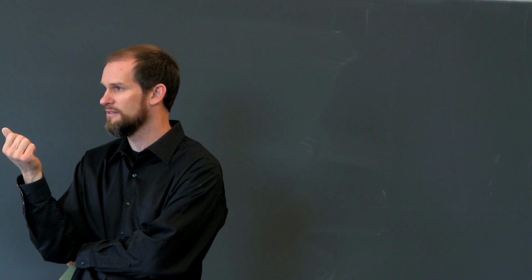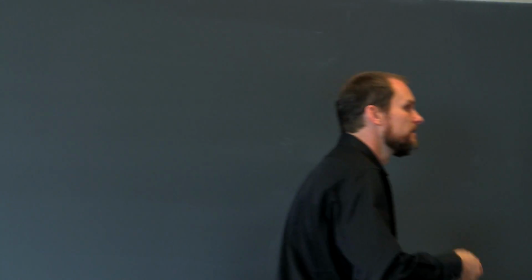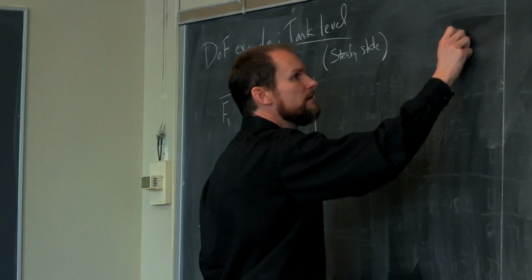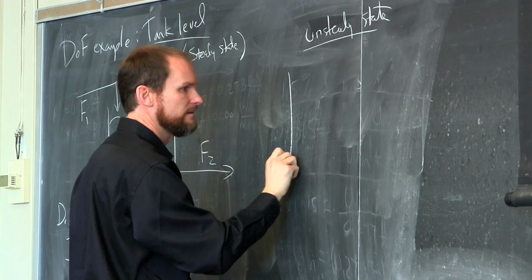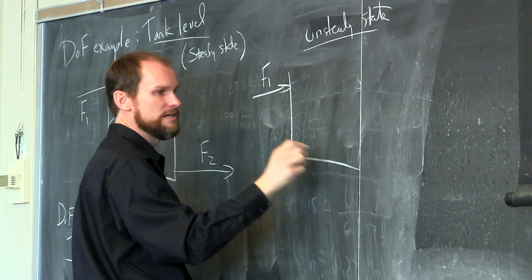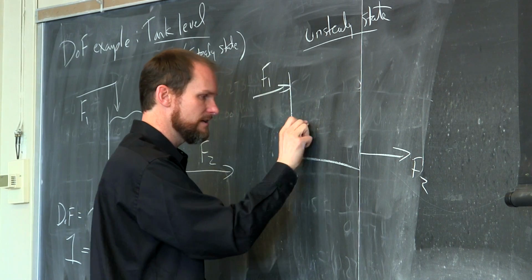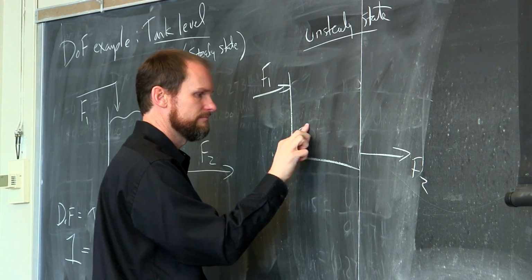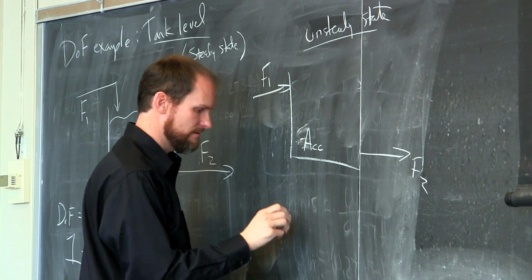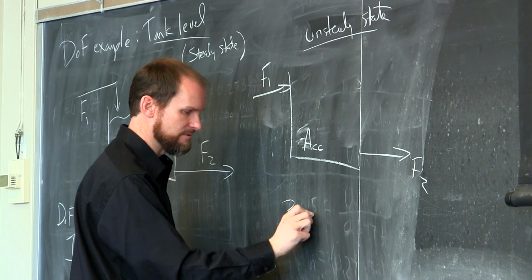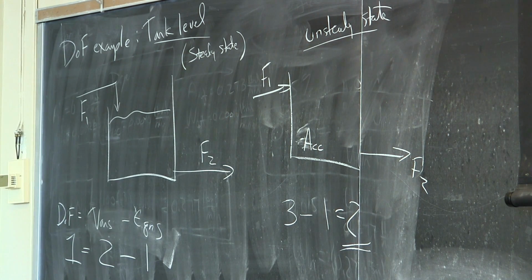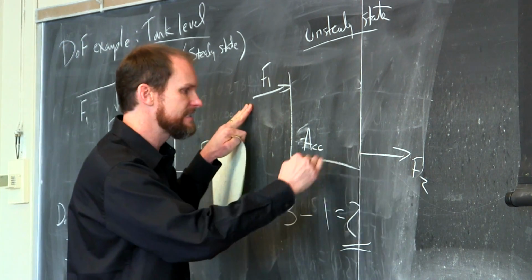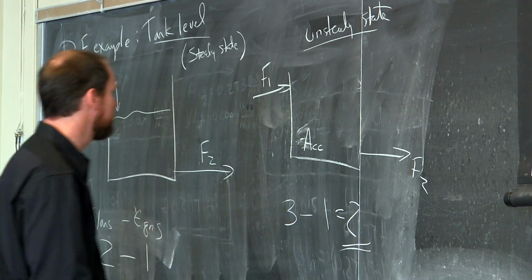Yeah? Daniel? Do you count the system variables too, if you're writing that balance equation? If I wanted to do the unsteady state, then I'd have F1, F2, accumulation. Now I'd have 3 variables minus 1 material balance. Now I have 2 degrees of freedom. So if it's unsteady state, if I pick F1 and F2, I can tell you how fast things are accumulating. Right?